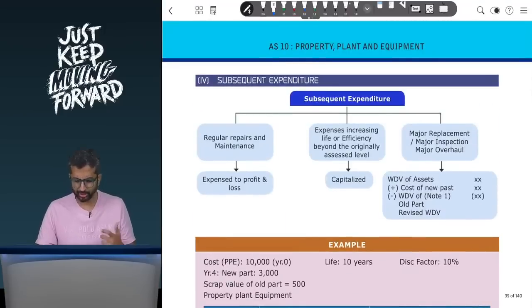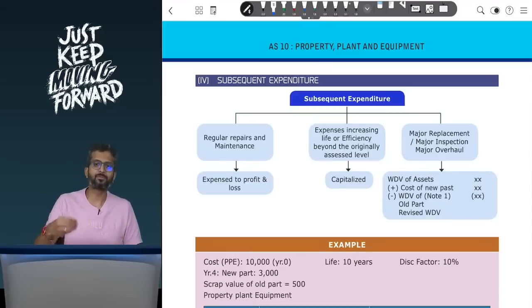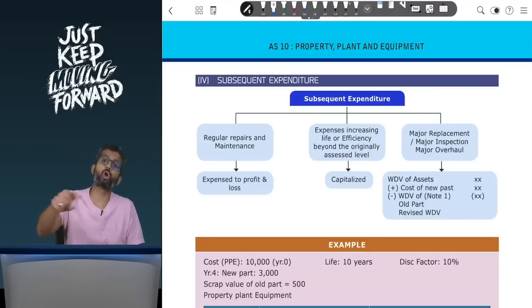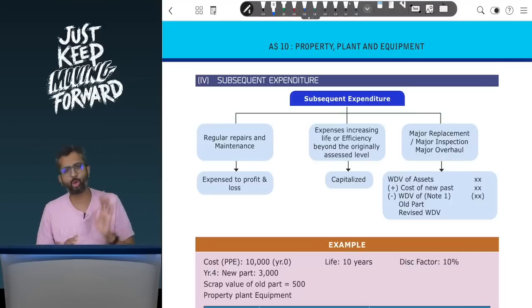Okay. Next, you go to subsequent expenditure. Subsequent expenditure is expenditure after initial recognition. If this is a regular repair and maintenance expenditure which does not increase the life or efficiency, it will go to the P&L account directly. However, if it increases the life or efficiency beyond what is originally assessed, then you are allowed to capitalize it.